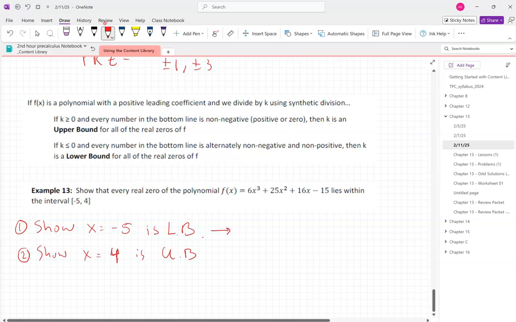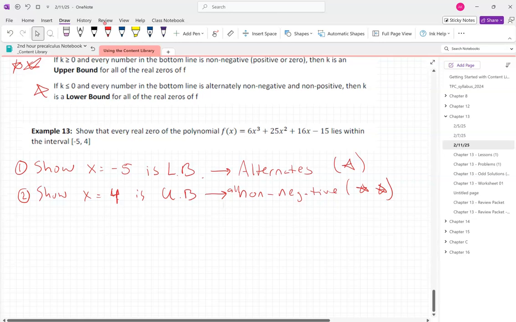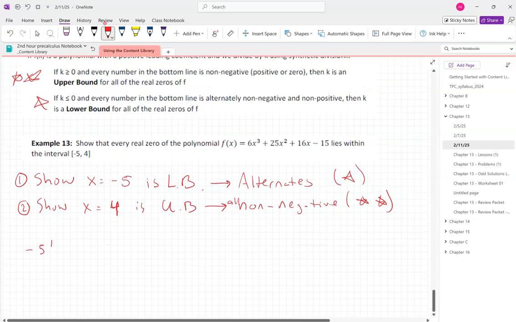So to do that, I want to show that I get the alternating values at the bottom of my synthetic division. And then for the upper bound, I want all non-negatives at the bottom of my synthetic division. Everybody cool with the plan? Okay, so all I got to do is a little synthetic division to show this.